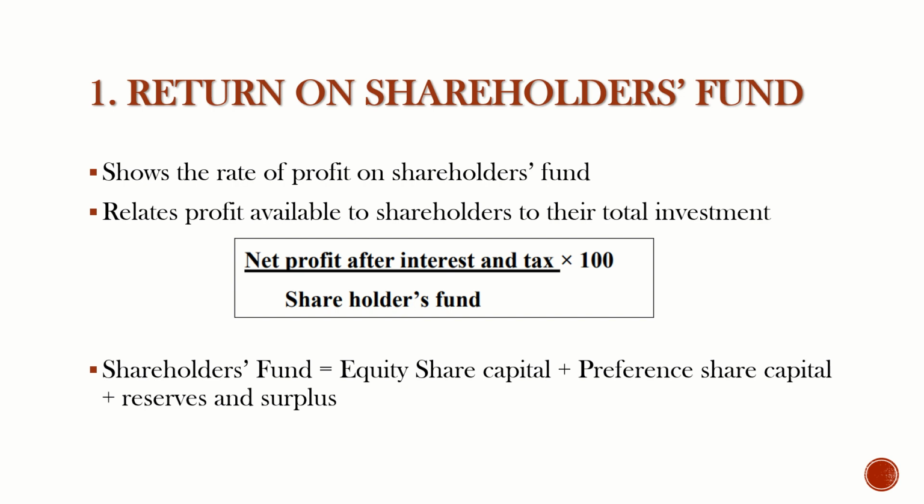Now let's look into each item in the equation. First item, we are clear about it: net profit after interest and tax. The second item is shareholders fund, which may include the equity share capital, the preference share capital, and the reserves and surplus. So if any fictitious assets are given, we should deduct that particular item also to arrive at the shareholders fund. So that is all about return on shareholders fund. It shows the rate of profit on shareholders fund.